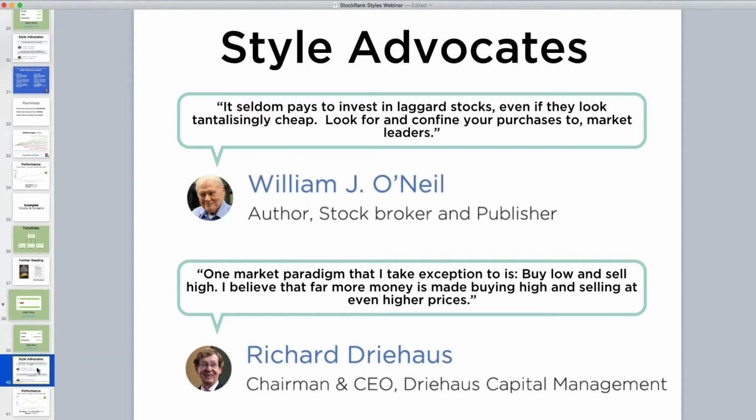There are certain style advocates. Some people have done exceedingly well just buying expensive shares that are very, very strong, growing fast, high quality, high momentum. Some of my favorite quotes are on this slide. Bill O'Neil, great inspiration to our work again. He's said it seldom pays to invest in laggard stocks. Value investors might disagree, but his entire career and wealth is built on not buying value stocks. So even if stocks look tantalizingly cheap, look for and confine your purchases to market leaders.